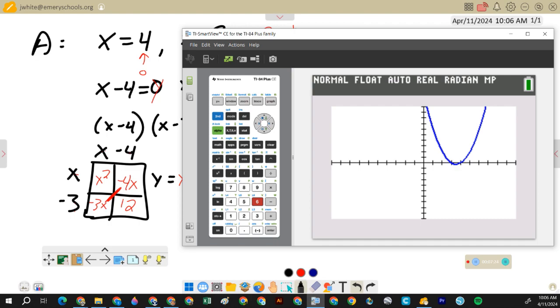If the leading coefficient is positive, then your parabola is a smiley face. If your leading coefficient is negative, then your parabola is a frowny face. That makes sense? Okay, that's why degree and leading coefficient are so important. Degree tells you the basic shape, and leading coefficient tells you the direction.